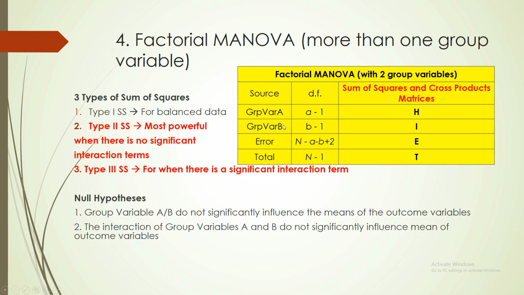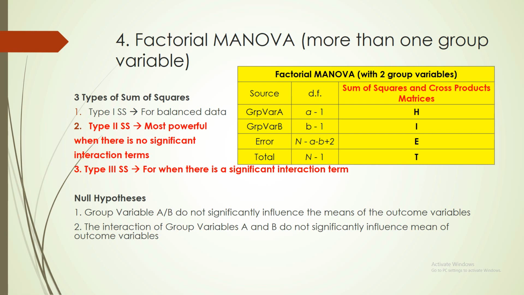Now, these sources are going to have their own sum of squares and cross products matrices, and these four are all matrices. The first one we're going to call H, and this I here, there's no specific reason why it's I, I just grabbed the idea out of the air. And this E represents the sum of squares contributed by the error, and these two are the sum of squares contributed by the group variables, and this is the total sum of squares.